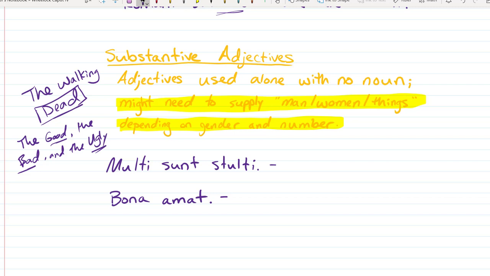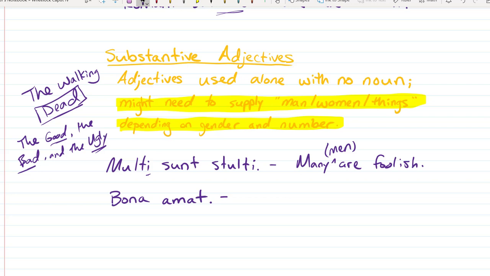That's going to be used a lot. If the adjective is neuter, you're going to want to put things there, right? So if we said something like multi sunt stulti, we just have many are foolish, if we translated this the way it shows up. The idea being that many men, because this is nominative here and masculine, many men are foolish is the implied meaning. But many are foolish, that makes sense to us.